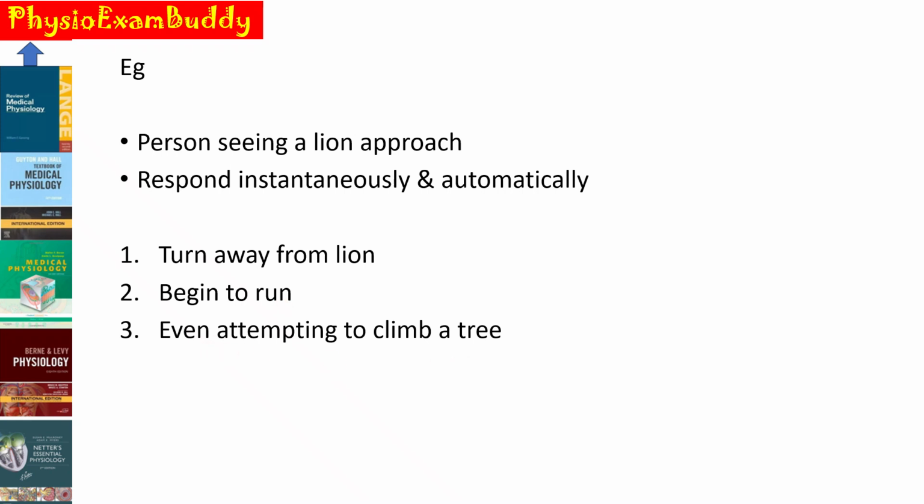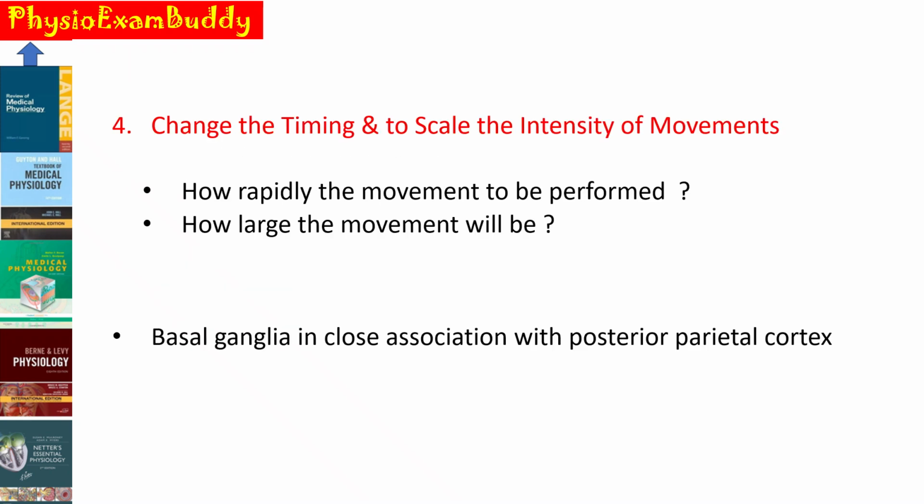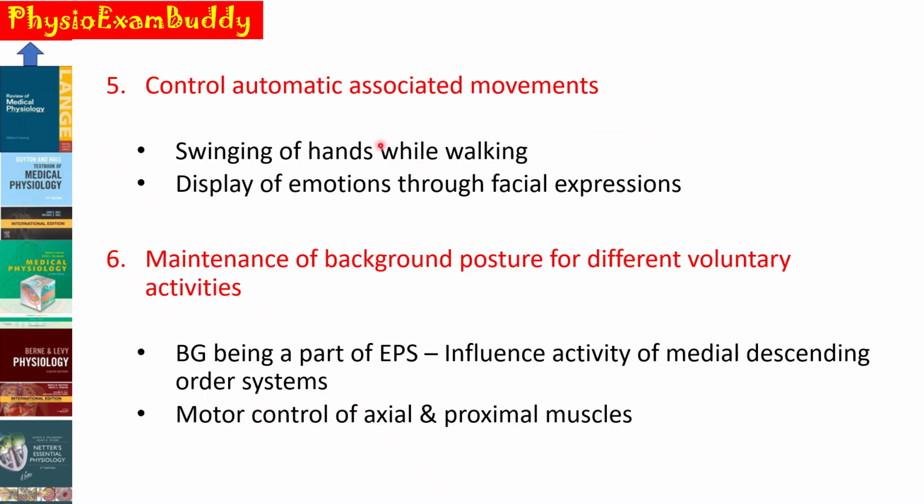So, this planning occurs because of the basal ganglia. Next is to change the timing as well as to scale the intensity of movements. That is, how rapidly the movement is to be performed as well as how large the movement will be. So the basal ganglia, in close association with the posterior parietal cortex, helps to change the timing as well as to scale the intensity of the movements.